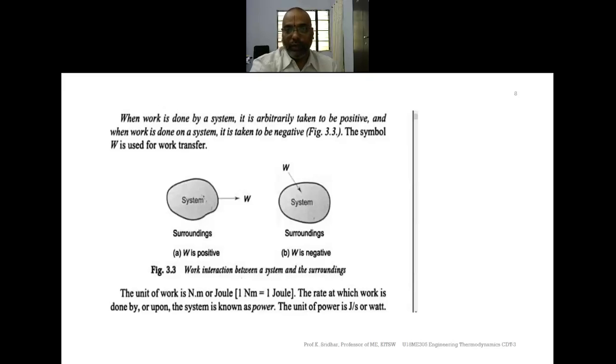So just you can observe here, that is when the work is said to be positive. That is when the work is done by the system, then it is said to be positive. Then the work transferred to the system is always negative. What are the units for the work?